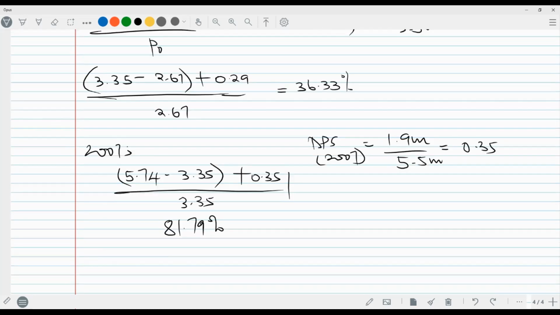The same comment can be made: this return is much greater than what was required, 14%. So they have achieved it for sure.